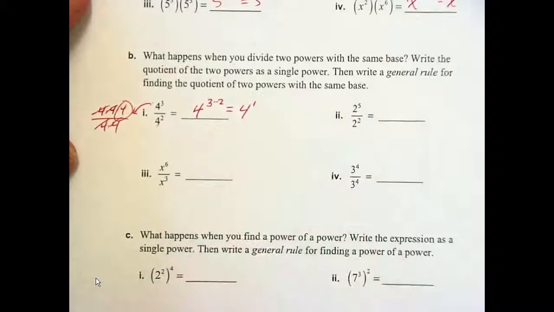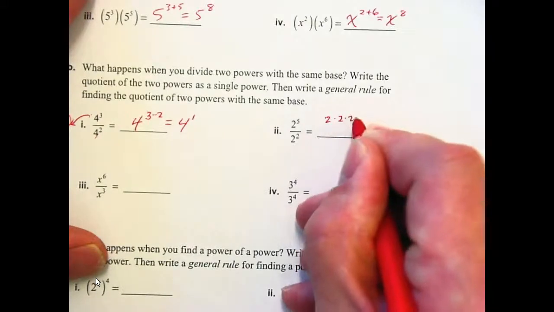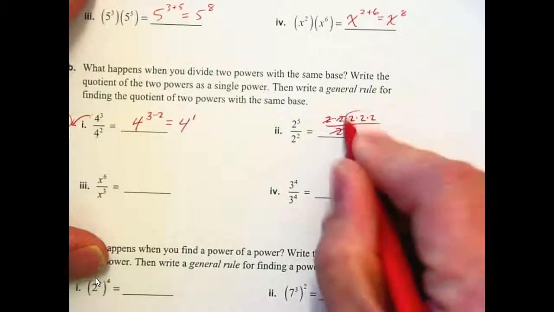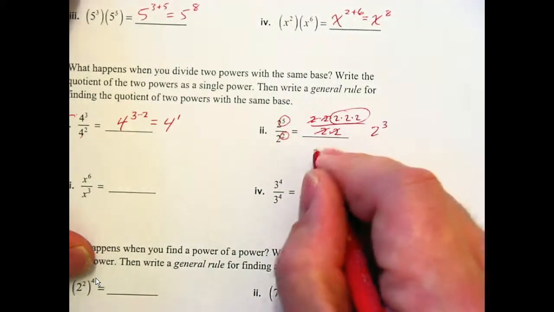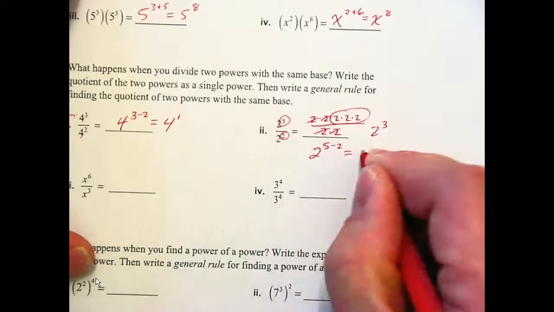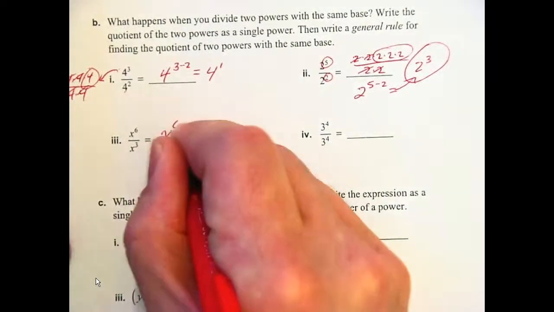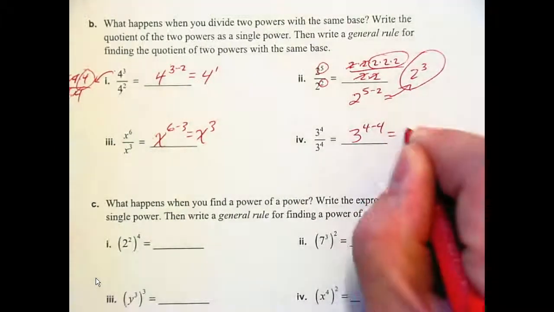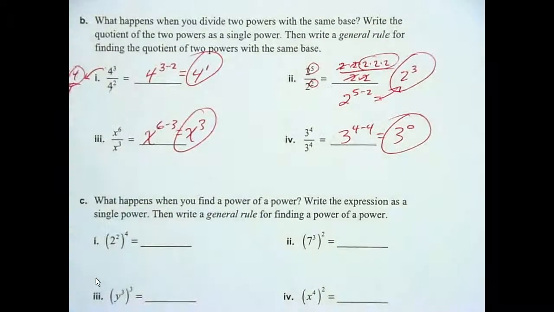If you ever struggle with remembering the powers, you can always write it out in expanded form. So that'd be like having 2 times 2 times 2 times 2 times 2 all over 2 times 2. Cancel out your 2's, you're left with 2 to the third power. The quick way is to just think, hey, subtract my exponents. So I get 2 to the 5 minus 2, which is 2 to the third. Okay? X to the 6 minus 3, or x cubed, and 3 to the 4 minus 4, or 3 to the 0. Yeah, you'd have to put the 0 there.